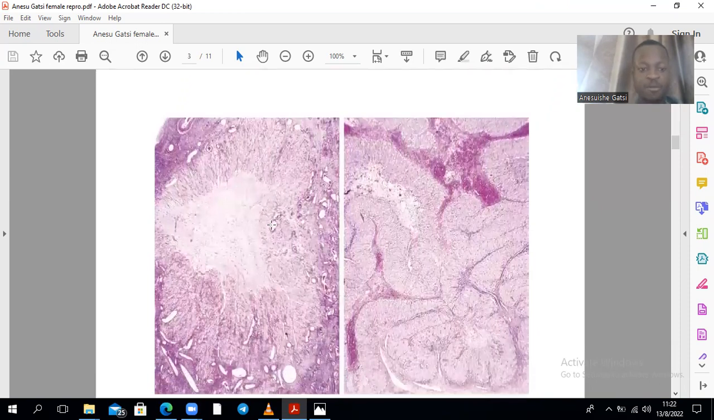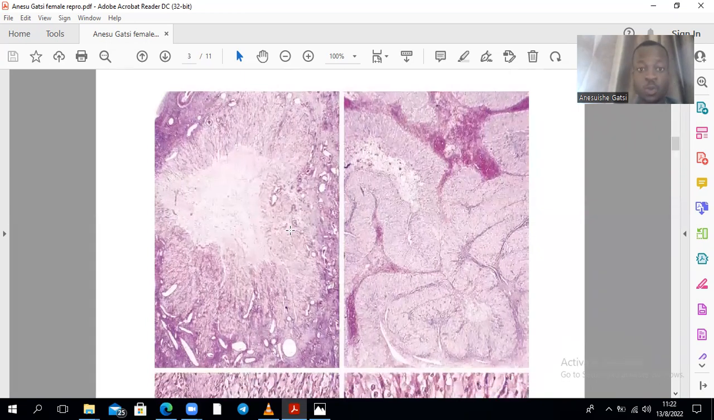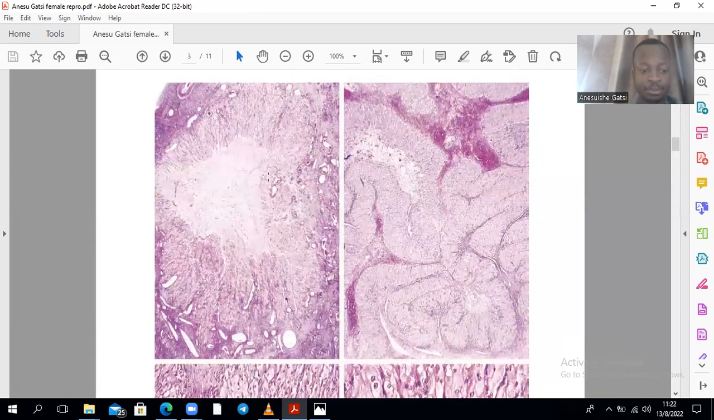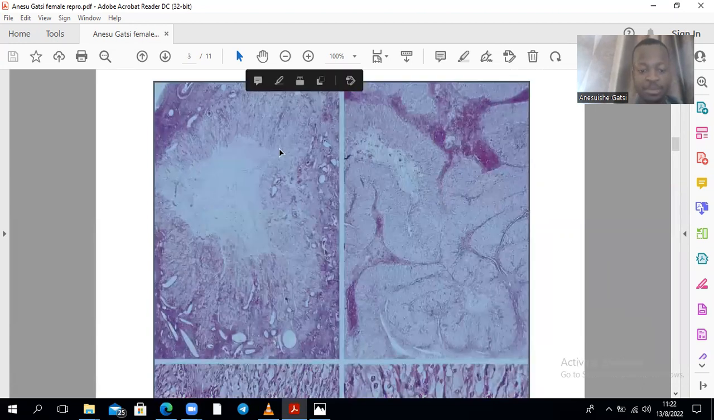Then, like I promised before, I'll put up a picture of the corpus luteum. This is corpus luteal tissue. If you look at this picture here, on this side, I'm sure you can now pick up what these are. Those are blood vessels. Then this used to be the cavity of the follicular cells. This is now corpus luteal tissue.